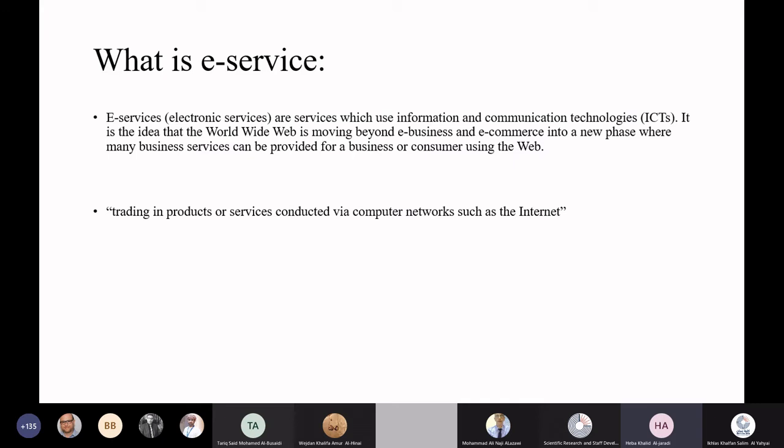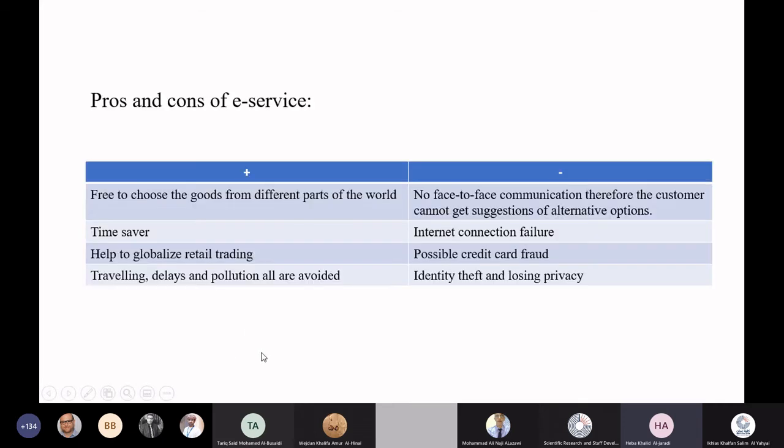So in simpler words, it is trading products or services conducted via computer networks such as the internet. This is the simpler term for the definition of e-services. Of course, we can see e-services in many different ways: applications, websites, Instagram, Facebook, now that social media came into view. So we asked the participants about the pros and cons, the good things and the bad things of e-services from their perspective, and this is what they answered.